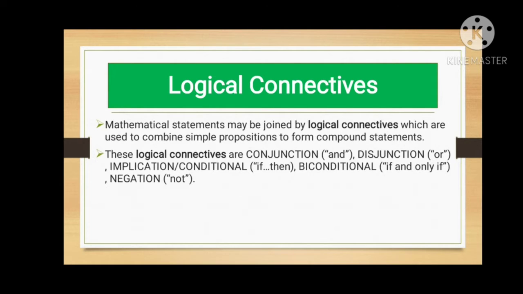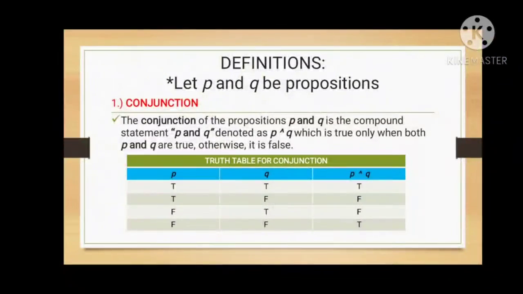Logical connectives are used to combine simple propositions to form compound statements. So it was just like in English, the connectors, but here we need to apply the logic in mathematics. So these logical connectives are conjunction, disjunction, implication or conditional, biconditional, and negation. So join me and let's discuss it one by one.